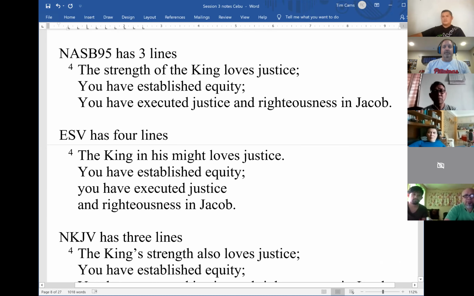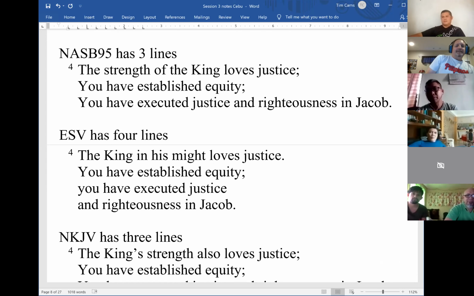So ESV is Coca-Cola on this one. The NAS was tricola. Coca-Cola, that's more than three lines, basically. Joke lang.